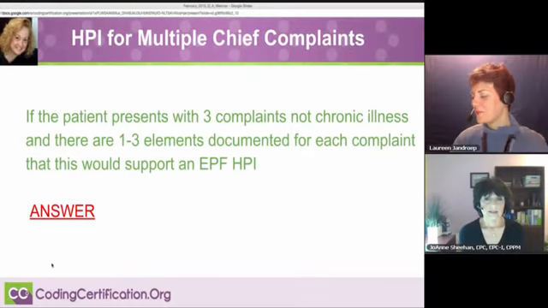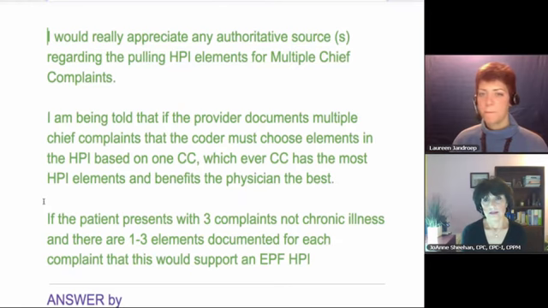So the question was basically asking for an authoritative source regarding pulling HPI elements for multiple chief complaints. Not talking about chronic illnesses. We're just talking about a patient coming in. Patients like me, when I go to the doctor, I like to save all of mine up so that he gets more bang for his buck when I go. So he has a lot to choose from.